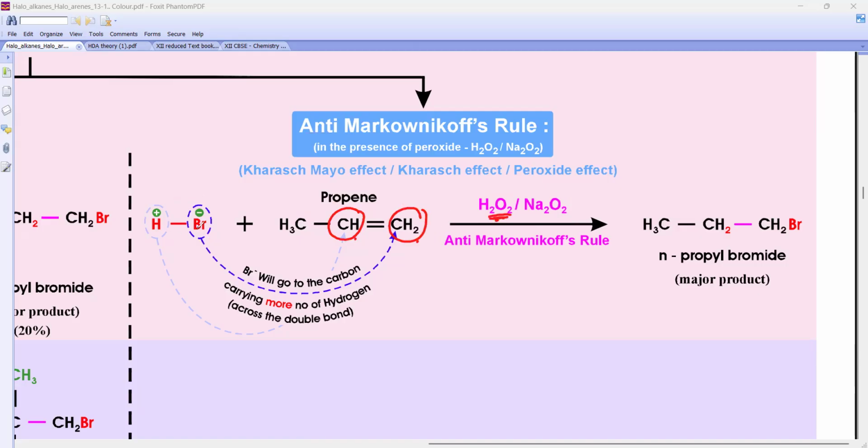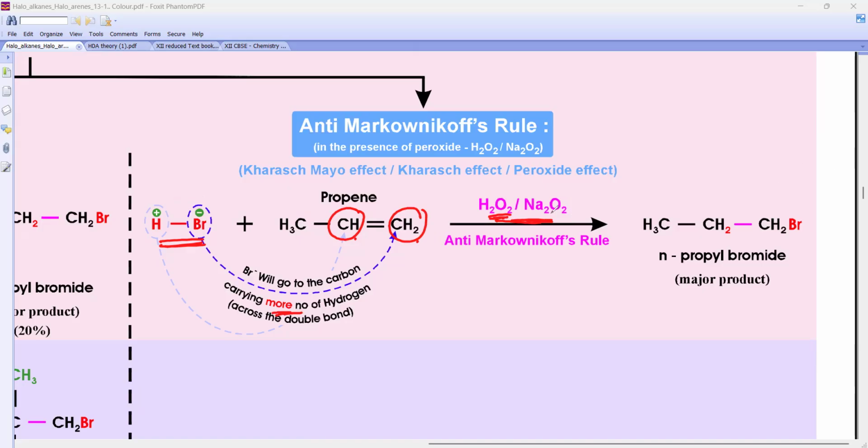And you have to see two things. Before applying anti-Markovnikov, peroxide should be there, and HBr should be there. If I don't mention HBr, if I write HCl or HI, then you will follow Markovnikov. So anti-Markovnikov is possible only with HBr and peroxide. So here my negative part will go to the carbon having more.